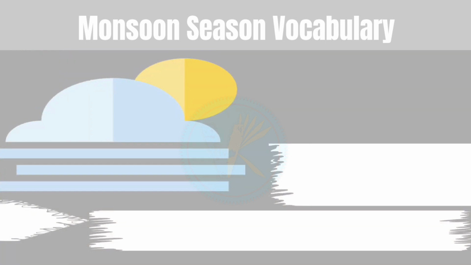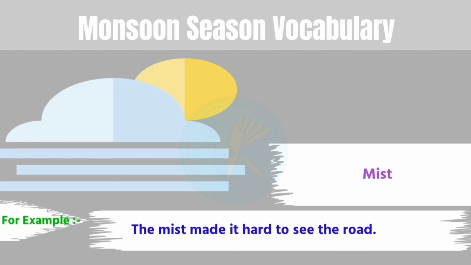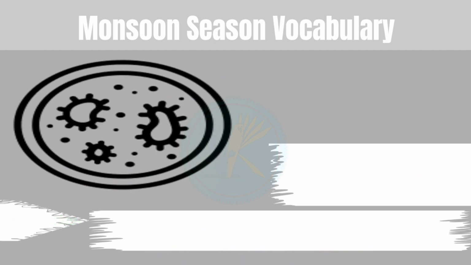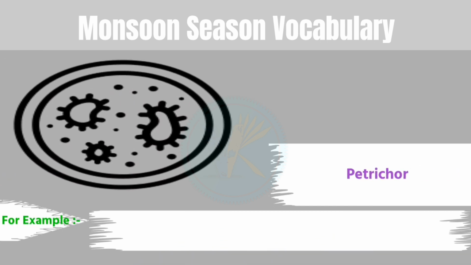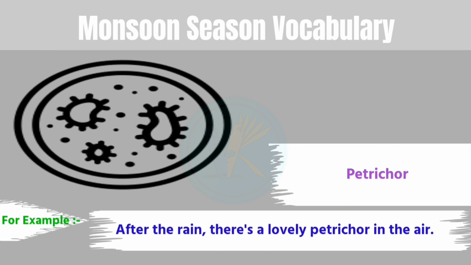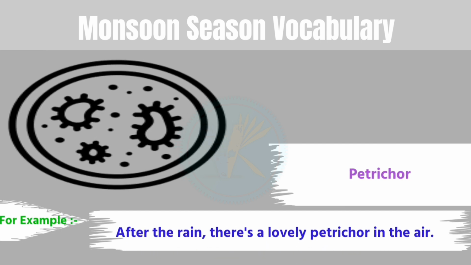Next, mist. Mist. For example, the mist made it hard to see the road. Next, petrichor. Petrichor. For example, after the rain, there's a lovely petrichor in the air.